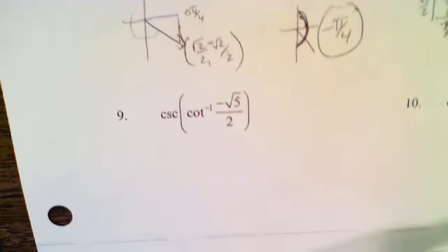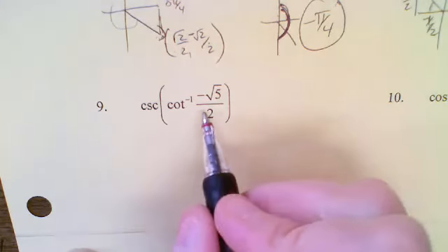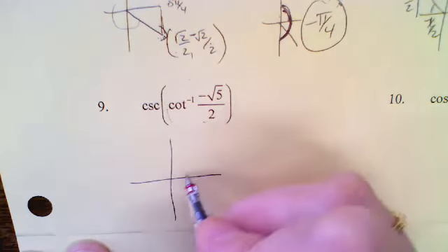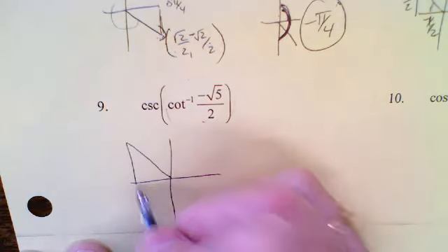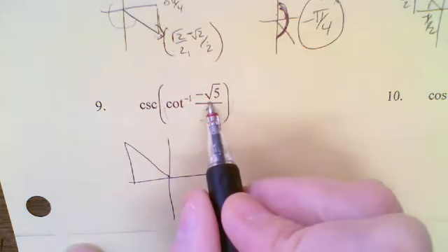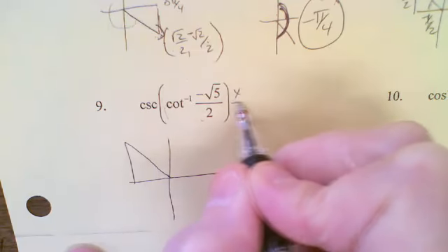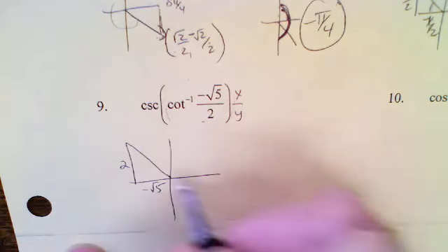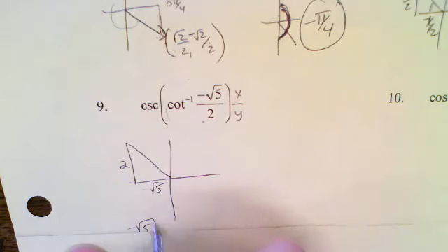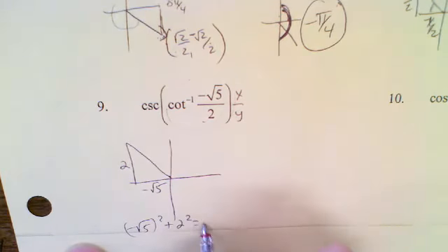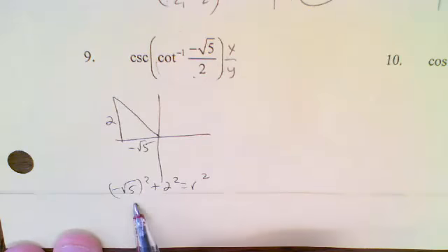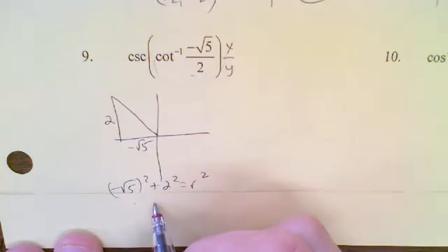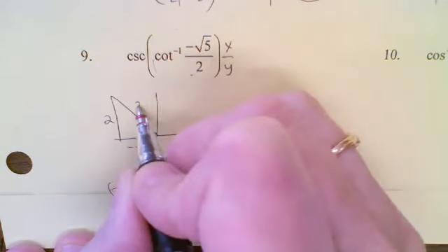All right, and 9. I don't know this one, so I'm going to draw the picture. This is looking for an angle, so I'm going to draw the picture of the angle. Cotangent is negative, like the cosine over in the second. Cotangent is x over y. So the x value is negative radical 5, the y value is 2. So if I want to find r, I take negative radical 5 squared plus 2 squared equals r squared. 5 plus 4 is 9. Square root of 9 is 3. So r is 3.